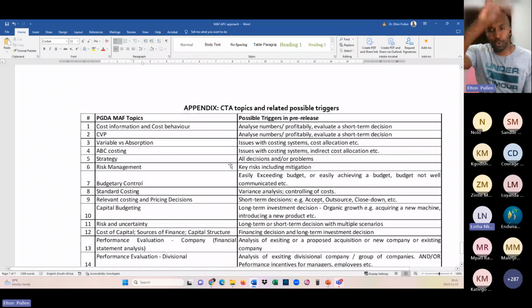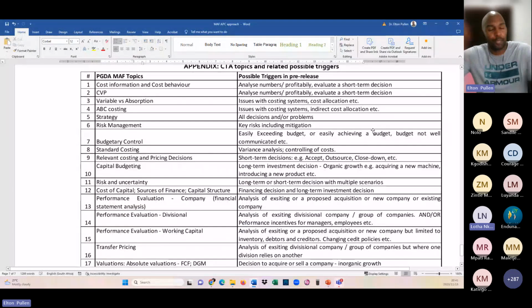Okay, so I'm not going to go into all the detail here. Basically, I'm just saying that this is trying to help you get a sense of the possible triggers that trigger a math topic. Does that make sense?